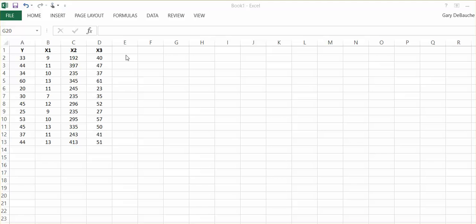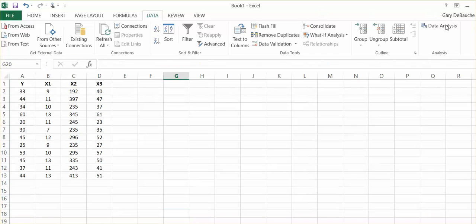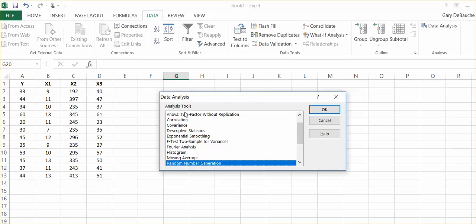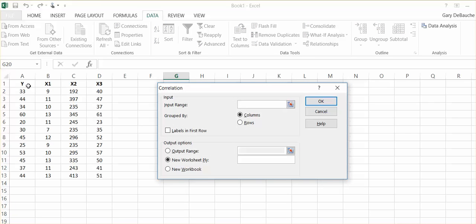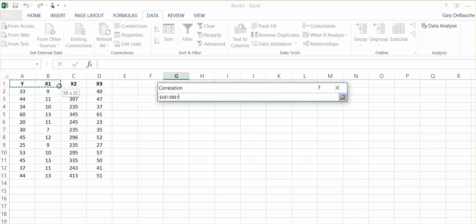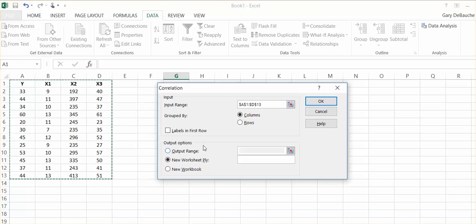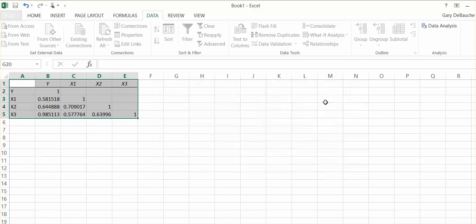As you were told, the first thing that I want you to do is to do a correlation matrix. And we'll go to Data, get our Data Analysis Pack up, go to Correlation. And then what we're doing is that we're going to take columns A, D, down to 13, all inclusive. We're going to mark the labels, and we're going to say OK. And you can see immediately we have our matrix.